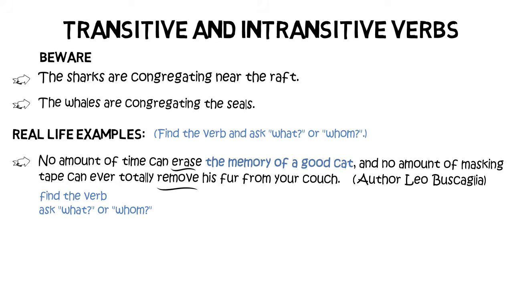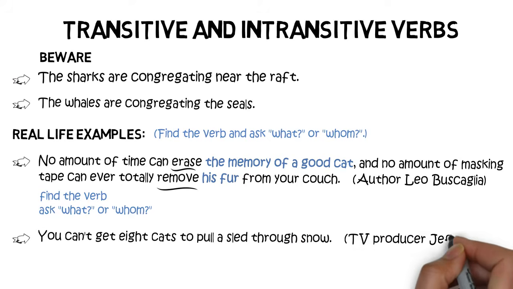So, it's taken a direct object. That's called the direct object. And if it has a direct object, it must be a transitive verb. Let's look at the next verb. Remove. Remove what? His fur. Again, it's the direct object, so this must be a transitive verb. And yes, erase and remove are both transitive verbs. They've taken direct objects.